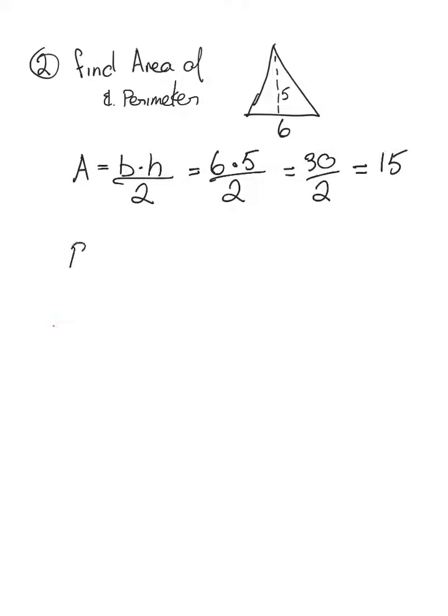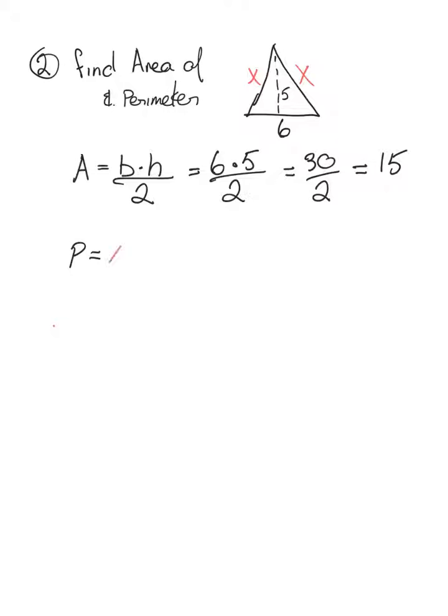But to find the perimeter, it equals side 1 plus side 2 plus side 3. So we're going to label it x and y. So we're looking for x and y, but because it's a triangle, for this isosceles triangle, the two sides are the same. So it's not x and y we're looking for. It's actually x and x.